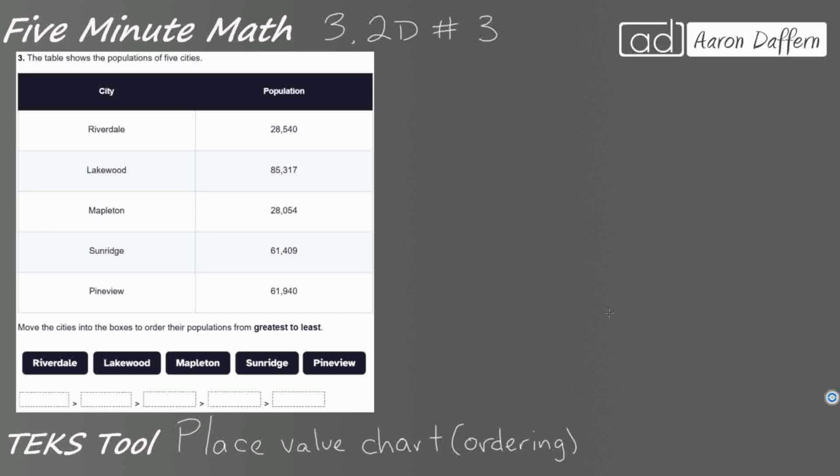So we've got 5 different cities here in a table, and what we need to do is move these cities into the boxes to order them from greatest to least. If this were a STAAR problem, we would have a drag and drop, and we would need to build the correct order here. So let's take a look at these 5 cities. They all go to the 10,000s place.